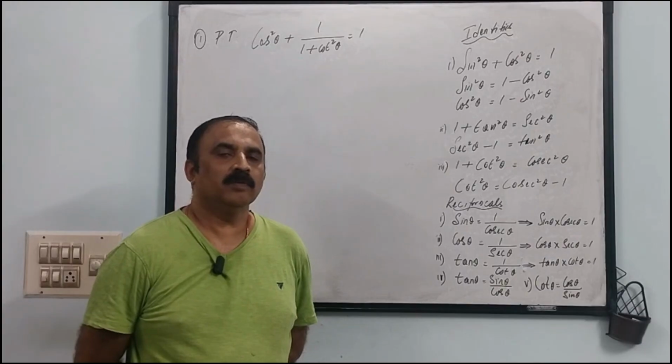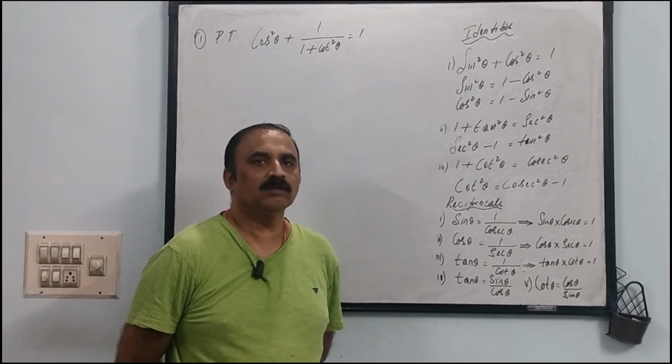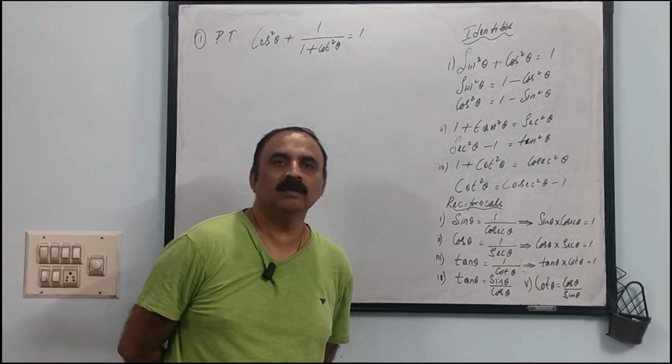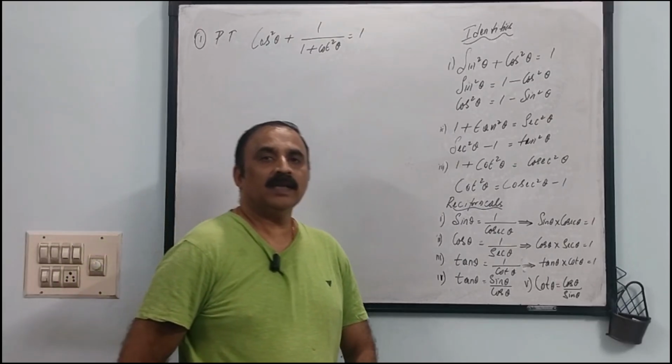Continuing with the trigonometric identities, we are in the last part of trigonometry, to solve certain problems where LHS and RHS are to be equated and solved. For that we have certain identities proved in the last class.